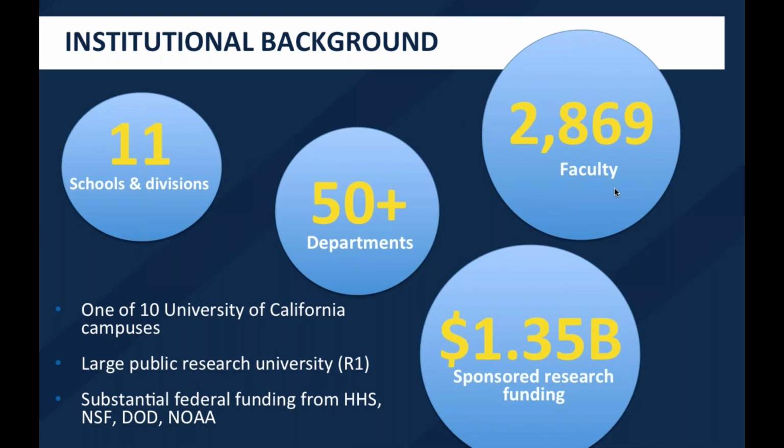We're a large research-intensive public university. We're one of 10 campuses in the University of California system with close to 3,000 PIs on campus across more than 50 departments in 11 divisions and schools. We have the largest school of engineering on the West Coast, and our largest sources of federal funding come from HHS, National Science Foundation, Department of Defense, and NOAA. Next slide.